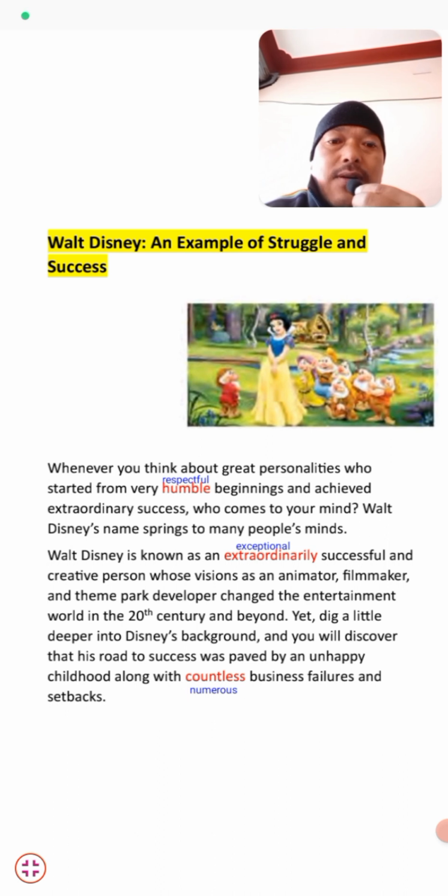If we go deeper into his life and his background, there we see there were many failures and many obstacles that he faced. He was not happy with his childhood, and he had many business failures in his life. It means his life and his journey weren't easy, and it was full of obstacles and problems.